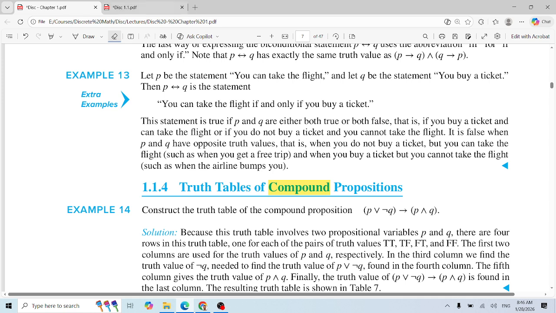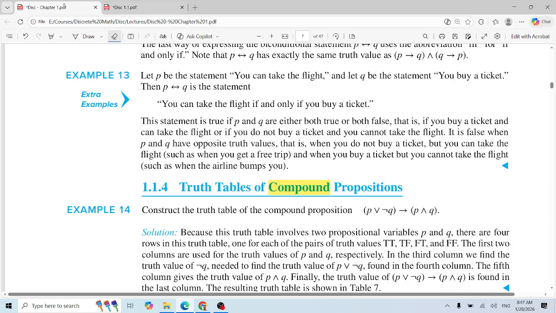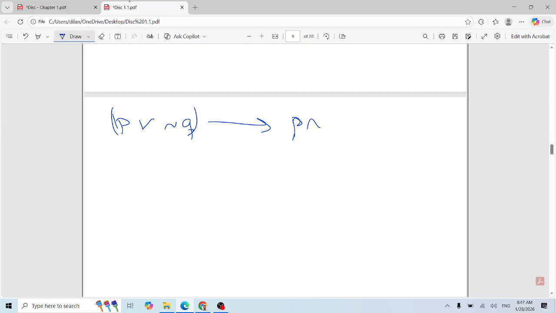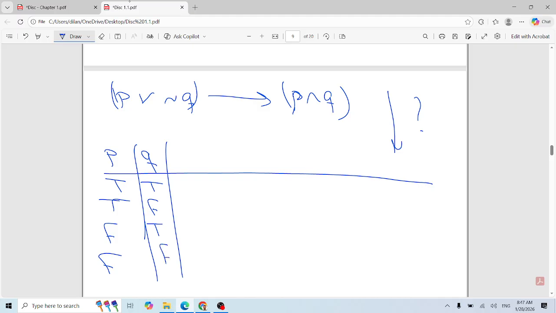I say P or negation Q, then P and Q. Give me the table. When the question says use a table, I write P, Q: true, true, false, false, true, false, true, false. Clear? Then I will start.